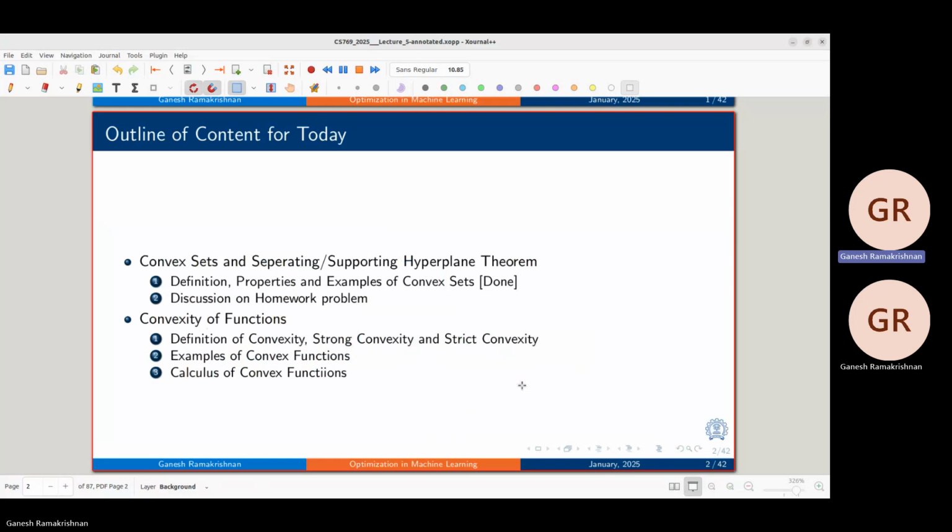In fact, hopefully, if we get time, we'll also start building upon the first order properties of convex functions. I've not listed it here, but yeah, first order properties. Then move to subgradients and look at calculus of subgradients of convex functions. And then we'll also look at smoothness properties, Lipschitz smoothness, and so on.